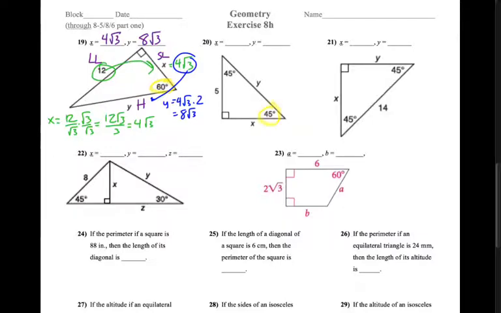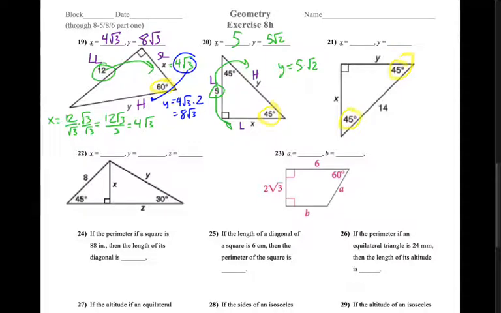Number 20 is a 45-degree angle, therefore 45, 45, 90. The hypotenuse is y. The legs are 5 and x, so the legs are equal in an isosceles right triangle. To go from the leg to the hypotenuse, 5 times the square root of 2 is 5 square root 2.